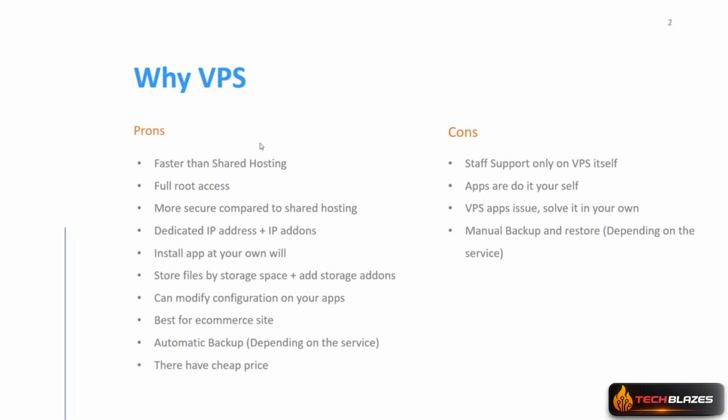There are optional add-ons. You can buy an additional IP address if you want, and you will also need to configure your VPS to make the additional IP address usable. You can install apps on your VPS at your own will. You can install a web hosting server or web hosting control panel. You can install a VPN. You can install Docker. You can install Node.js apps at your own will.